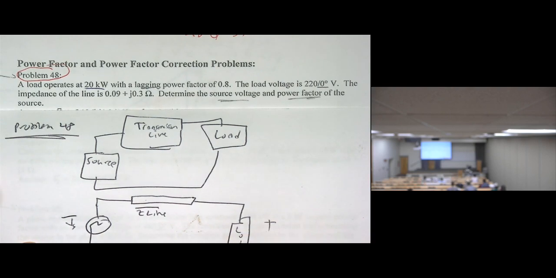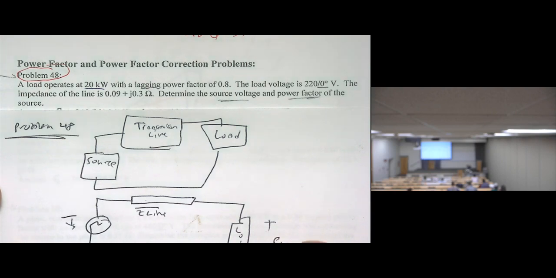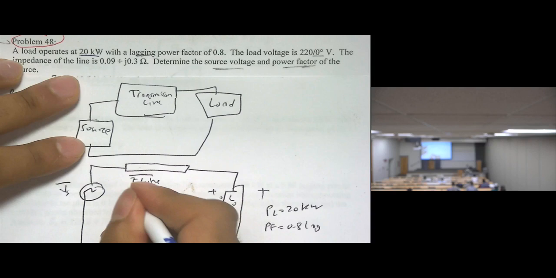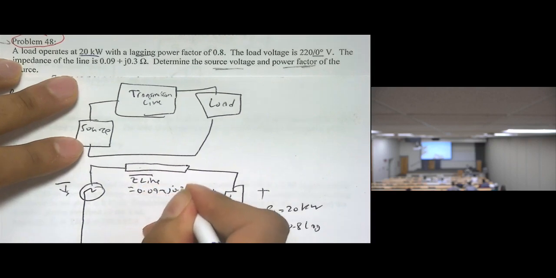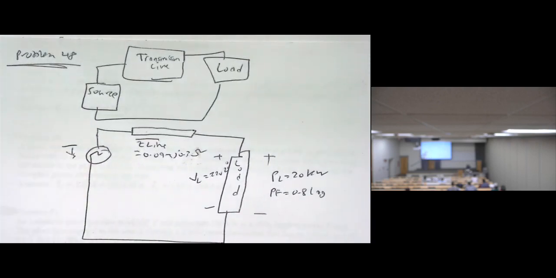So I'm going to write plus minus load. The given information is that the load operates at 20 kilowatts, and the power factor of the load is 0.8 lagging. You need to know how to convert this to this. We also have the voltage of the load, positive and negative, V load equal 220 angle 0 degrees. The transmission line impedance is 0.09 plus j0.3 ohms, and I need to know V source. How can I know V source?